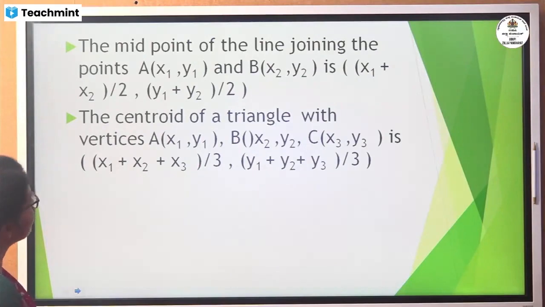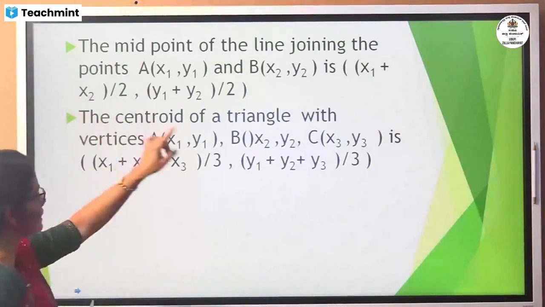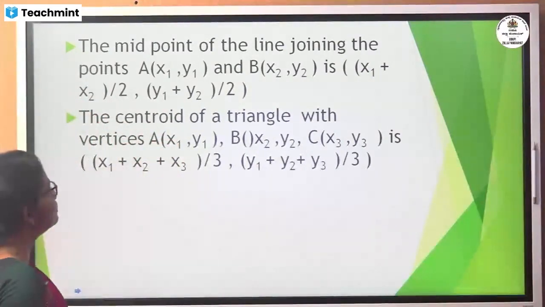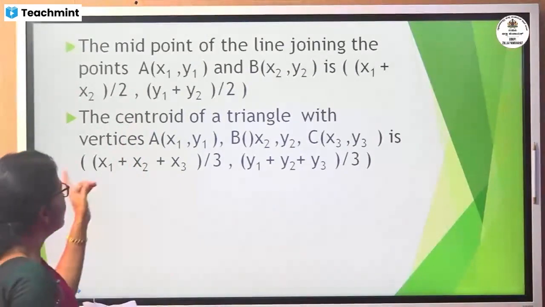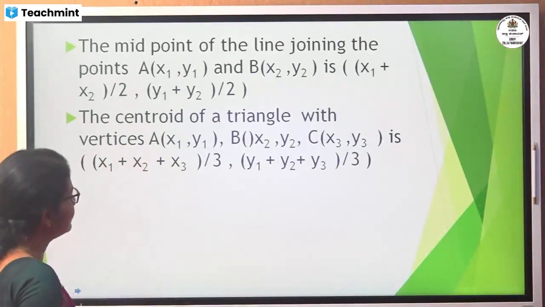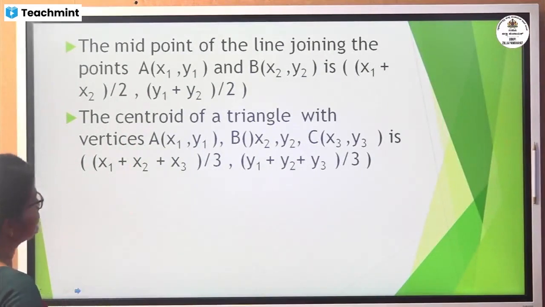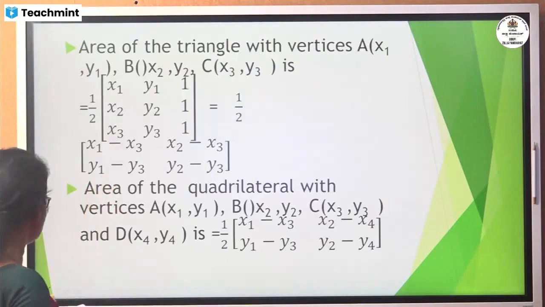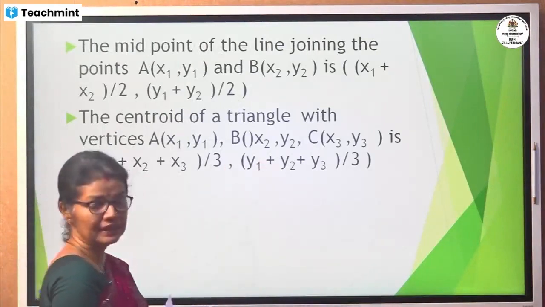The midpoint of the line joining the points, this is easy actually. Add x coordinates and divide by 2, that is x1 plus x2 divided by 2, y1 plus y2 divided by 2. Next concept is on centroid. If A of x1 y1 and B of x2 comma y2 and C of x3 comma y3 are the three vertices of the triangle, then centroid is x1 plus x2 plus x3 divided by 3, comma y1 plus y2 plus y3 divided by 3.